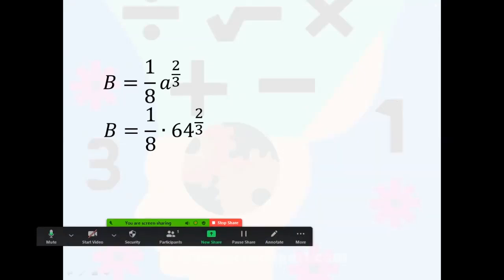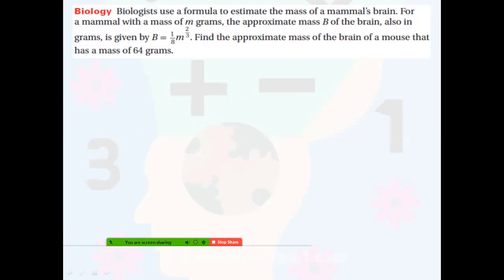So the question says, biologists use a formula to estimate the mass of a mammal's brain. Okay, they're using a formula to guess the mass of a mammal's brain. For a mammal with a mass of m grams, the approximate mass B of the brain, also in grams, is given by this formula. Find the approximate mass of the brain of a mouse that has a mass of 64 grams.